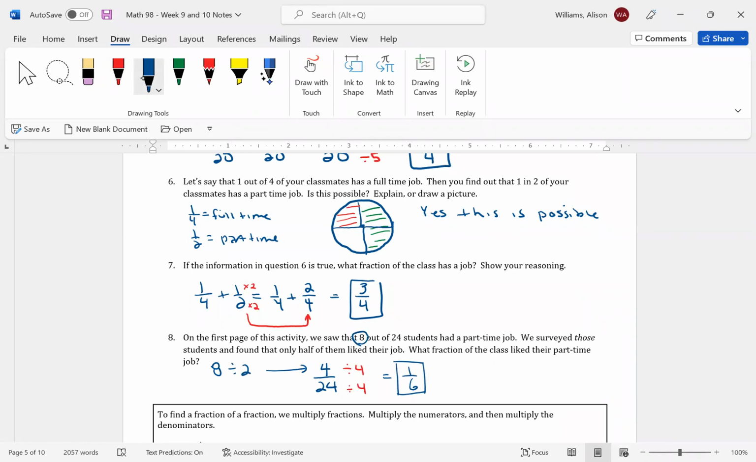All right, great. But there is another way to do this, and it's using multiplication.